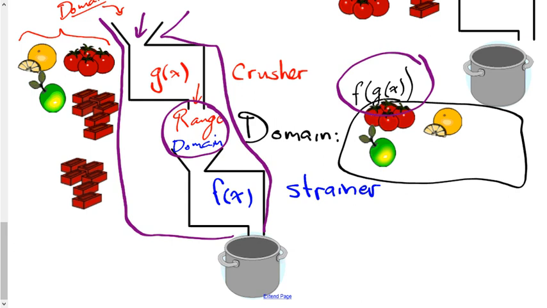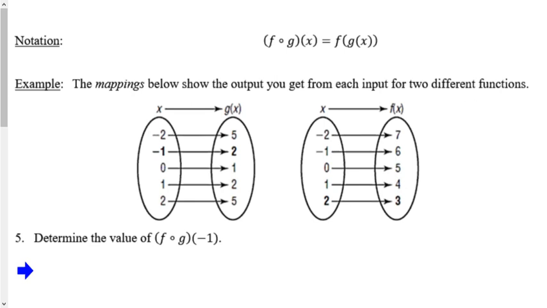Let's go back to composition of functions in a variety of different forms. So in this form, we're looking at mappings. So here we're saying if I have inputs of x, then g of x will give me these outputs. If I have these inputs of x, then f of x will give me these outputs. So given that, here I'm asked to find what is f of g of -1.